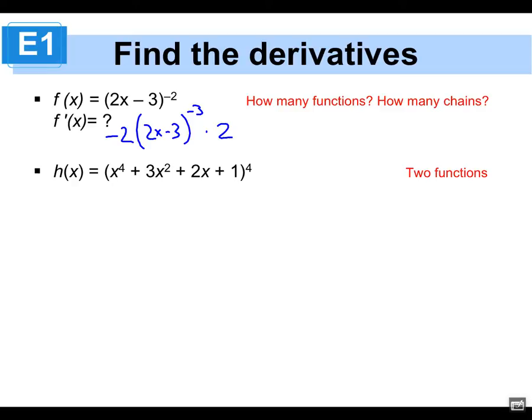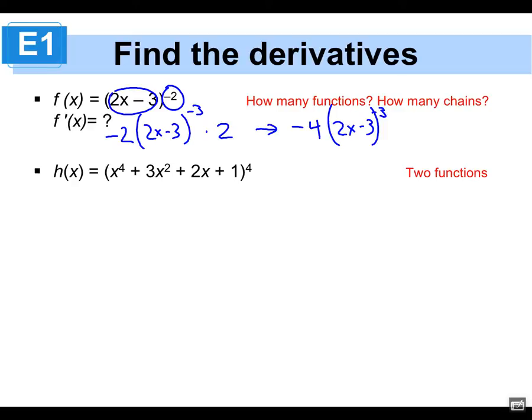So I took the derivative of the outside function first, that's something raised to the negative 2 power, and that something is this. I keep calling it something because I don't want to get bogged down in whatever that thing is. And then I have to chain on the derivative of that thing inside. And then I would simplify that to negative 4 times 2x minus 3 raised to the negative 3 power.